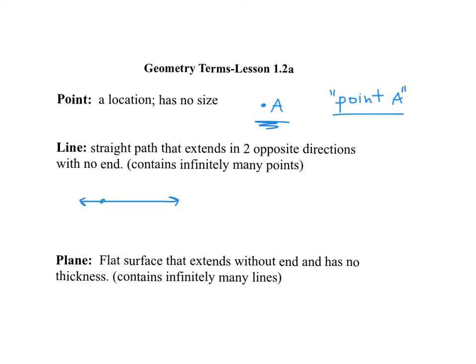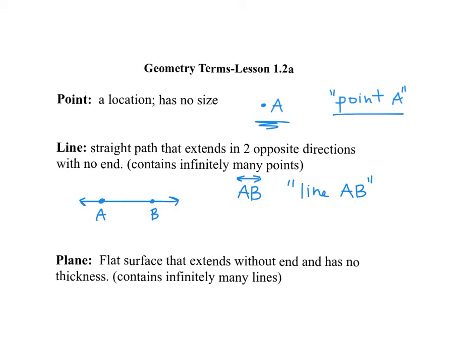So let's say we have point A here and point B here. Then this would be called line AB. The way we write that is AB, and then you need to put a line over top of it. Make sure you put the arrows when you write it. And we say that line AB.